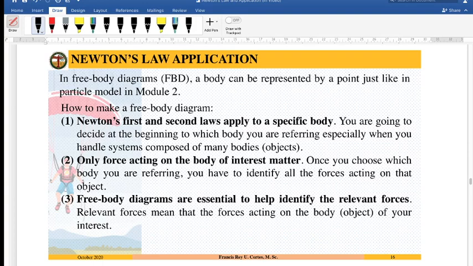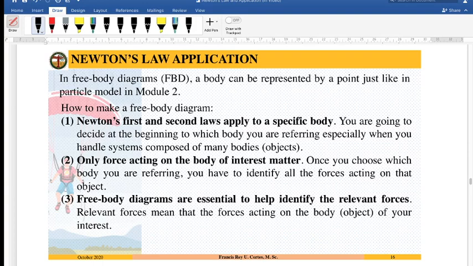The next is the law of acceleration. The law of acceleration states that if there is a net force acting on an object, the body will accelerate. And the third law of motion states that if object A is exerting a force on body B, that is the action force, and body B will react by also exerting a force on body A. That is the law of interaction. So these are the action-reaction forces.